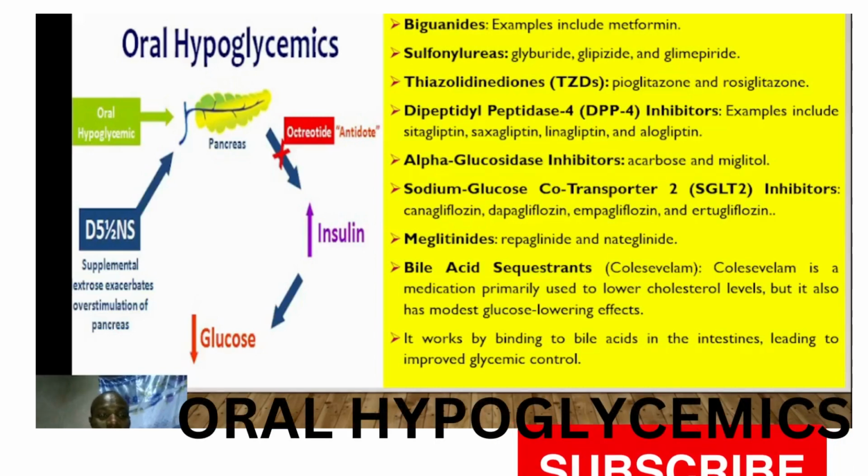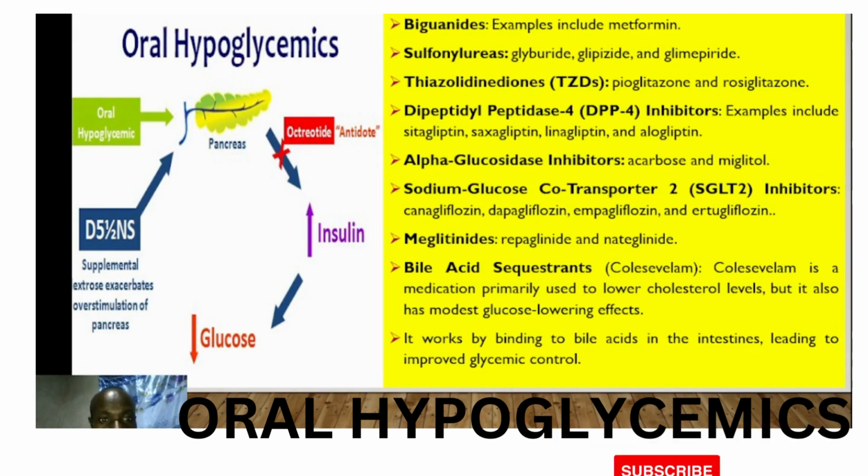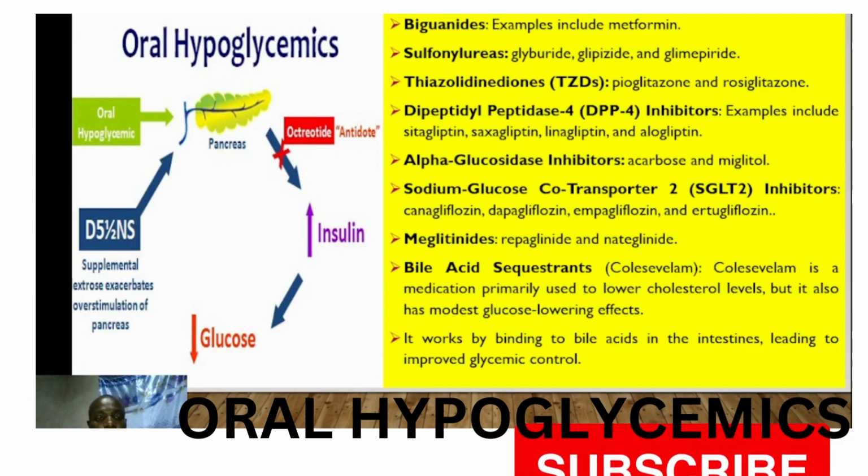Today's session we are looking at oral hypoglycemics. In the previous class, we looked at insulin and insulin analogs. Kindly find time, and a link will be popping up where you are able to review the two. Remember, in oral hypoglycemics, we have 8 classes of drugs.